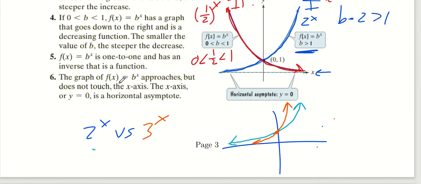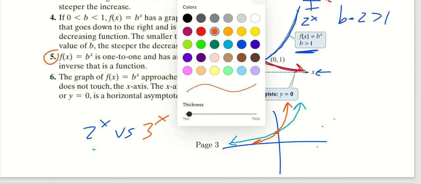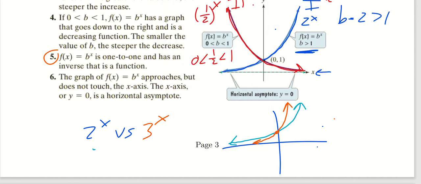And then the last comment we want to make: they are one-to-one functions. If you recall, they do pass the horizontal line test. We will come back to this in the next couple of sections. The other thing we want to keep track of is that these do not touch the x-axis. There are no x-intercepts, but we do have a horizontal asymptote, which is y equals 0.